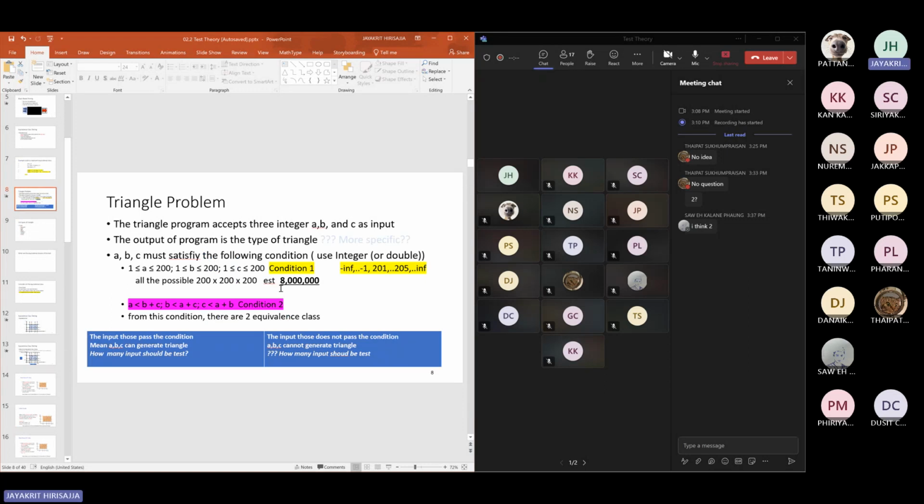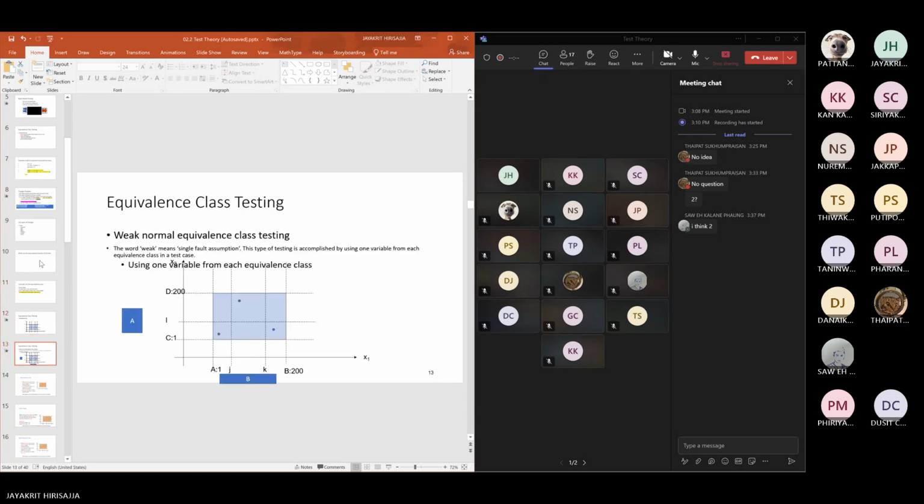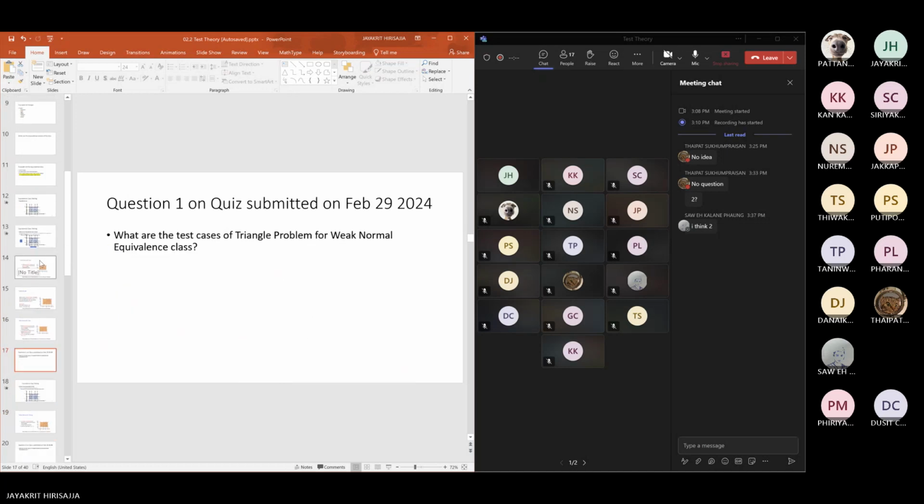I will assign this problem. And this is your homework. You need to work more, find more example until you understand what should be the proper number of equivalent class for this example as your homework. Okay?